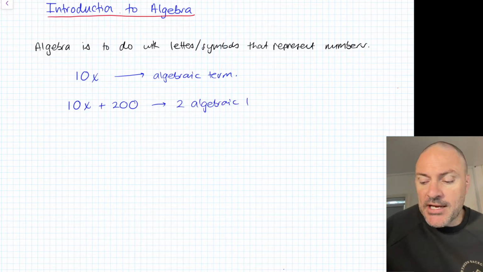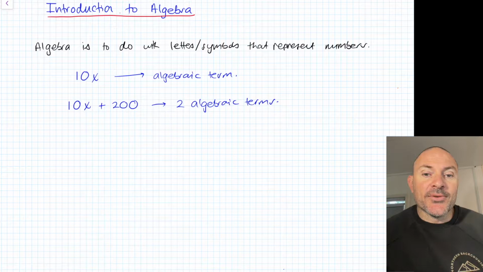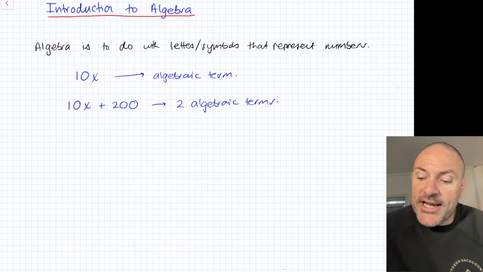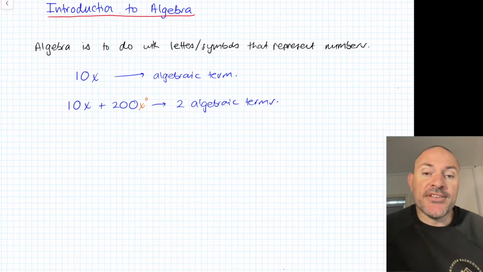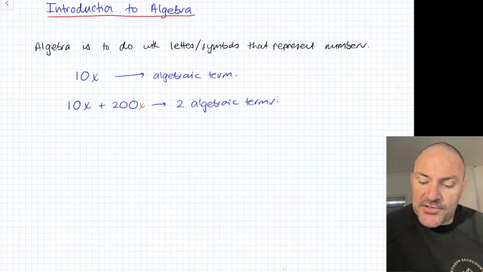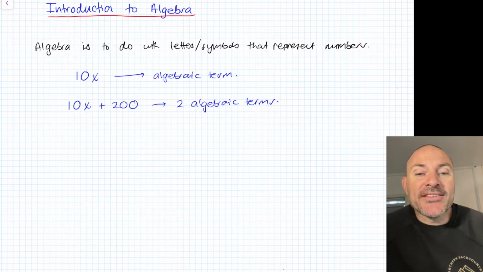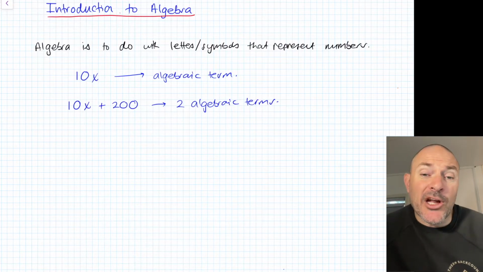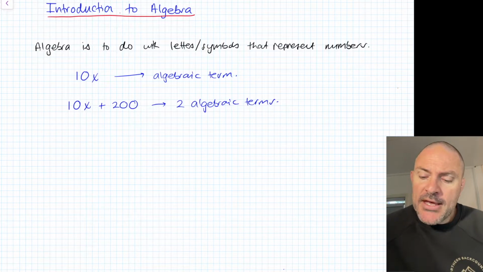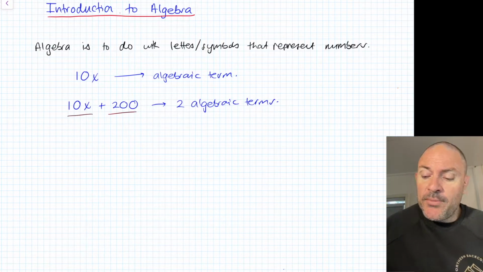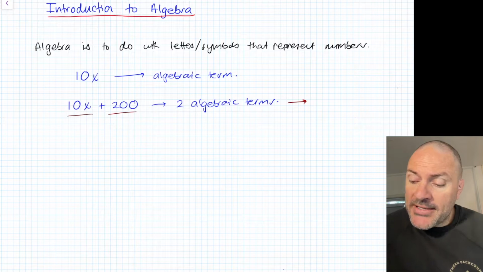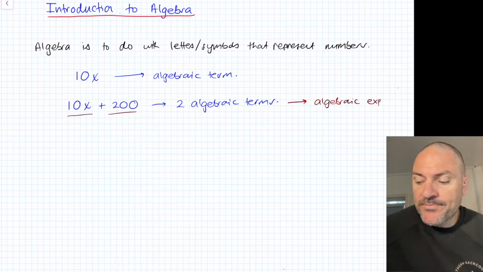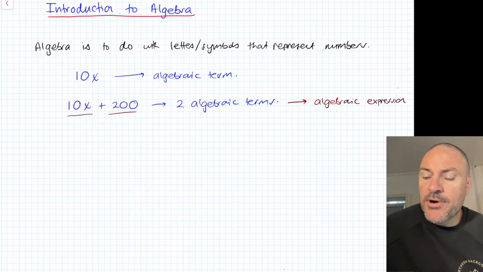Now, I know what you're probably saying to me, sir, there's no letters or symbols attached to the 200. It's still going to be an algebraic term. Later on, we'll say that there could be a term of x to the power of 0 on it. Okay, but of course, we don't do that just at the moment. But we can still refer to it as an algebraic term. But often, we'll just talk about them as terms, not so much as algebraic terms, although we certainly can. Now, there are two of these terms. This, in turn, makes up what we call an algebraic expression. Okay, an algebraic expression.